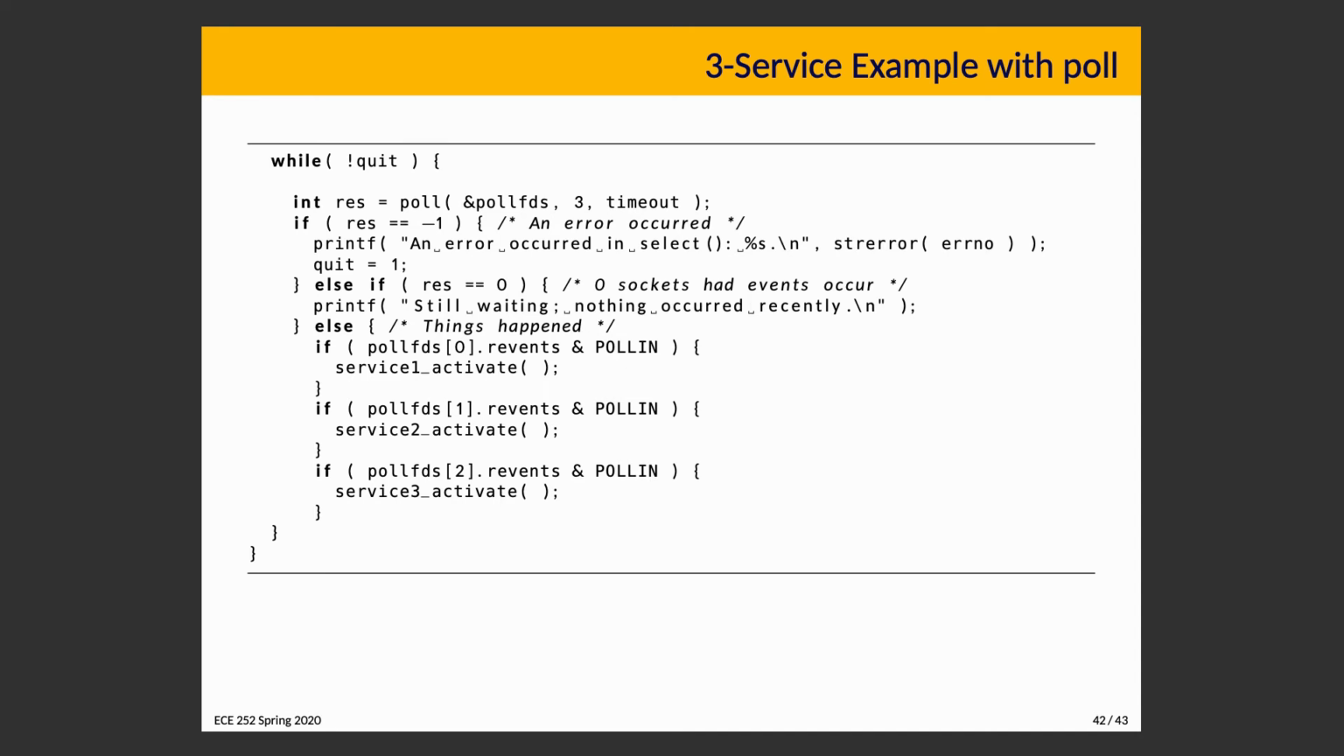So if POLLIN has occurred, great. We have the indication that this has happened on the socket that corresponds to service 1, so we activate service 1. Same thing for 2, same thing for 3, and then we are all done, and we go around to the next iteration of the loop.